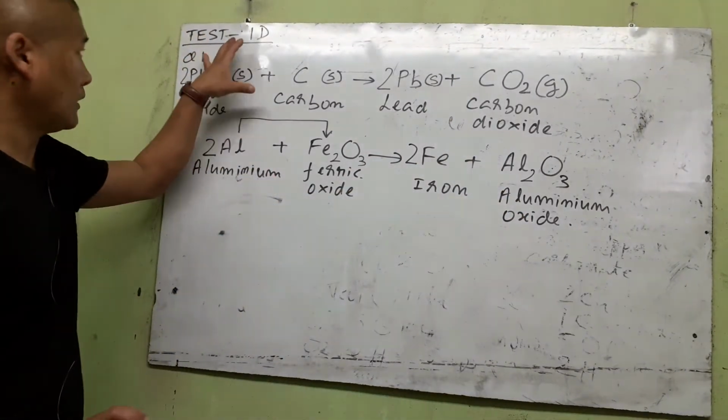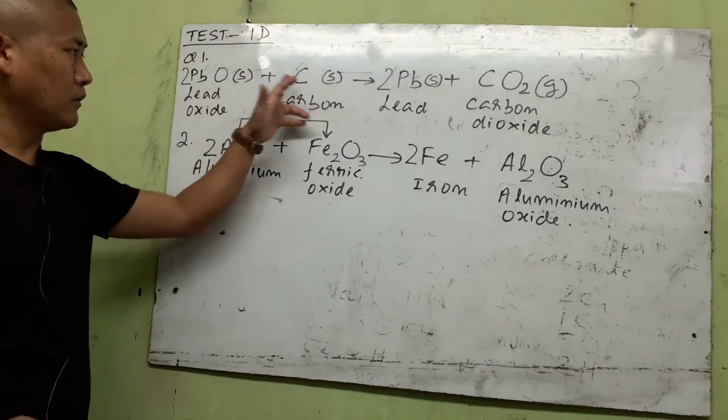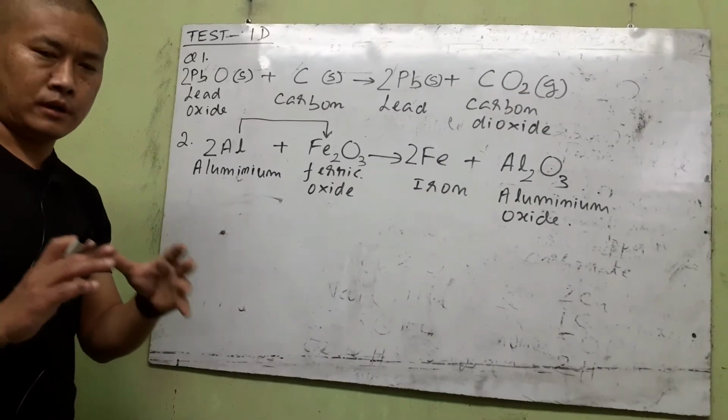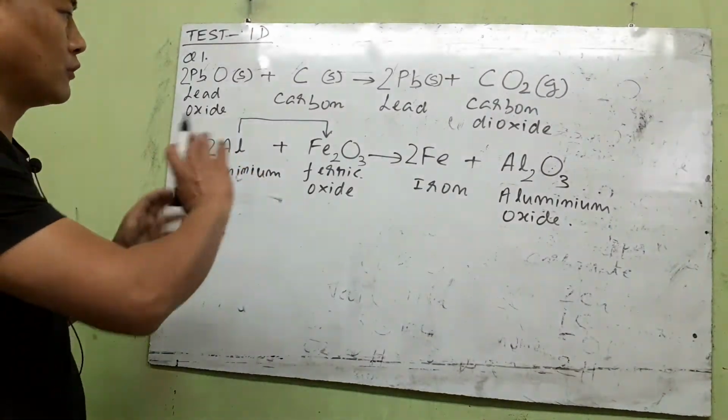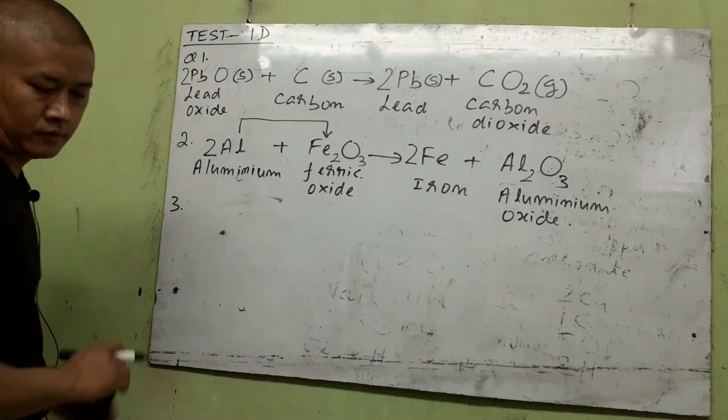So in this test 1, A, B, C, D, E, all are, we write the skeletal equation from the word equation and balance them. They are telling us to form a balanced equation from the word equation. So number 3, let's go.